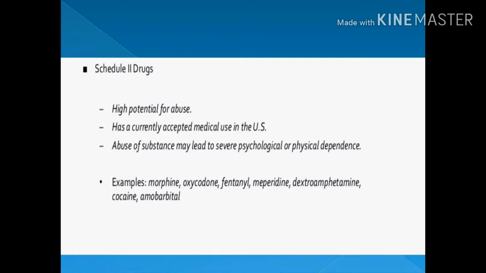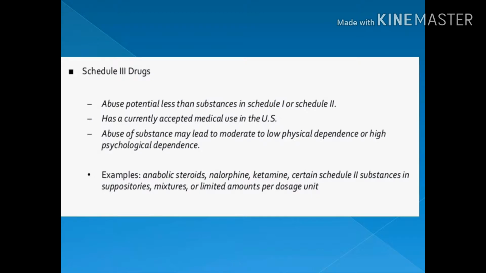Example: morphine, fentanyl, etc. Schedule 3 drugs have an abuse potential less than substances in Schedule 1 and Schedule 2 and have a currently accepted medicinal use. Abuse of the substance may lead to moderate to low physical dependence or high psychological dependence. Example: anabolic steroids, ketamine, etc.